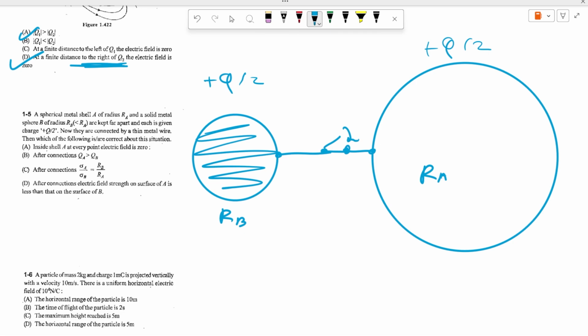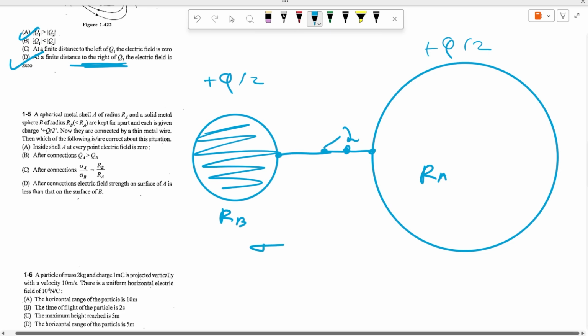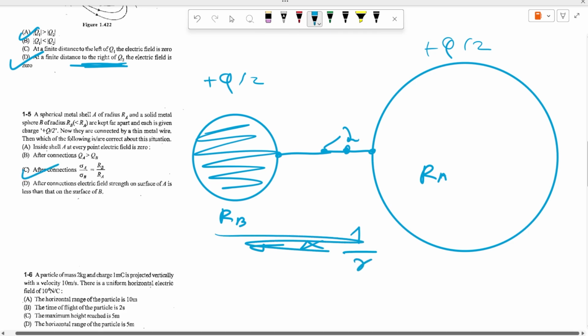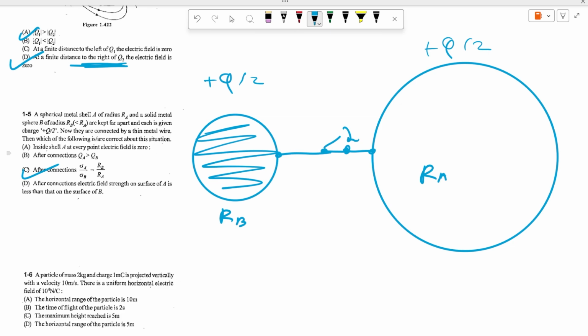So the first thing that we know, and I've already put out a video regarding this, is that this is inversely proportional to the local radii. So this is correct just by looking at it. Now, after connections, the charge and so on. We need to check which has more charge, so we can use this result to check for this. This is of course true, right?